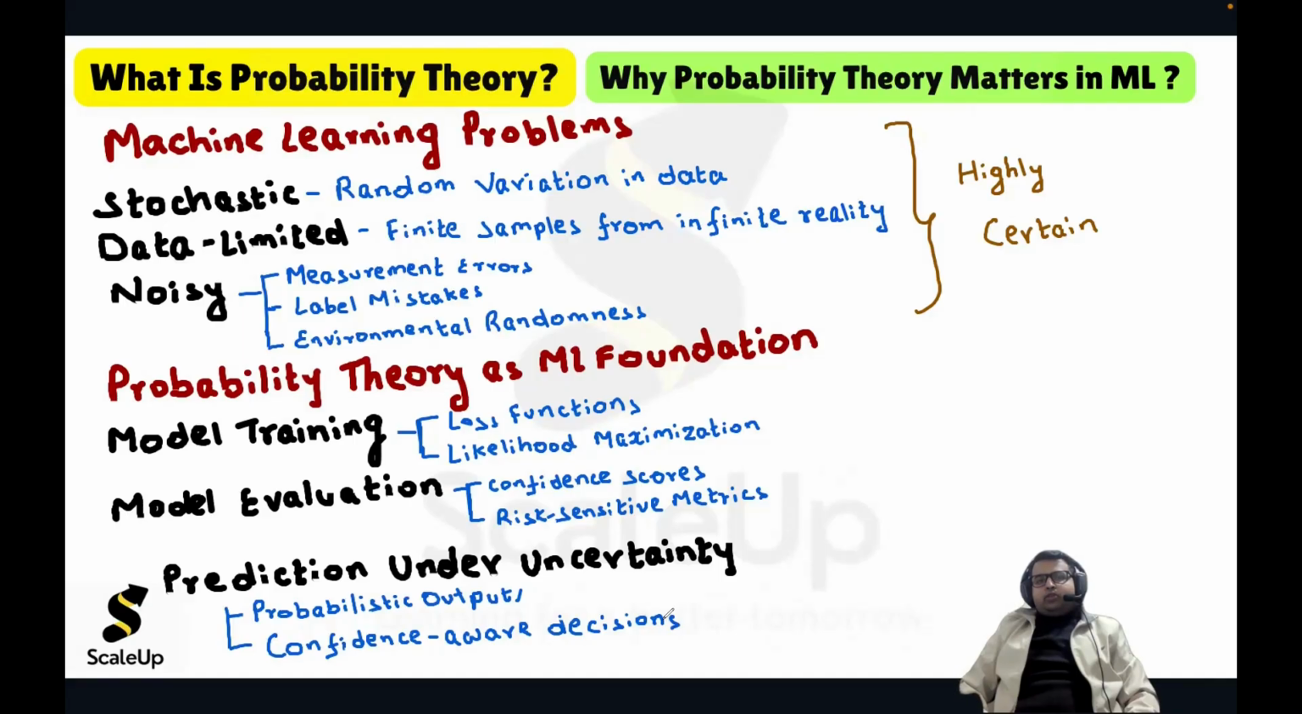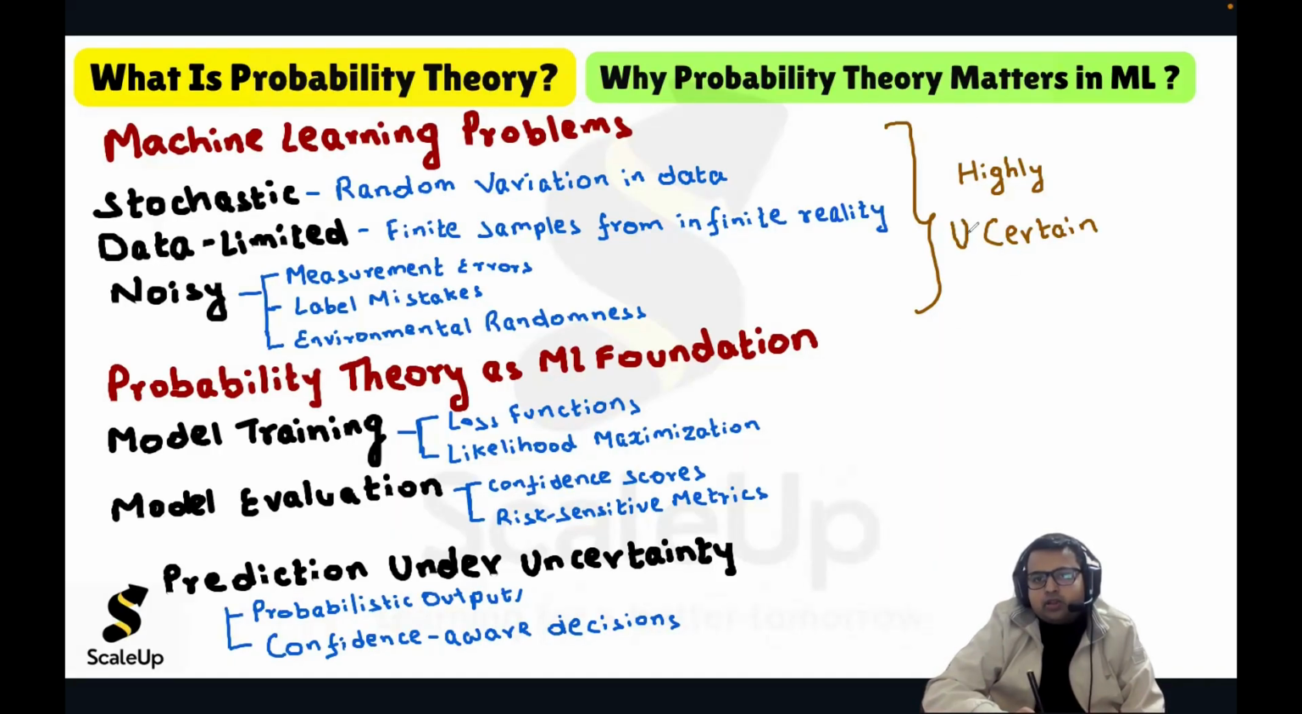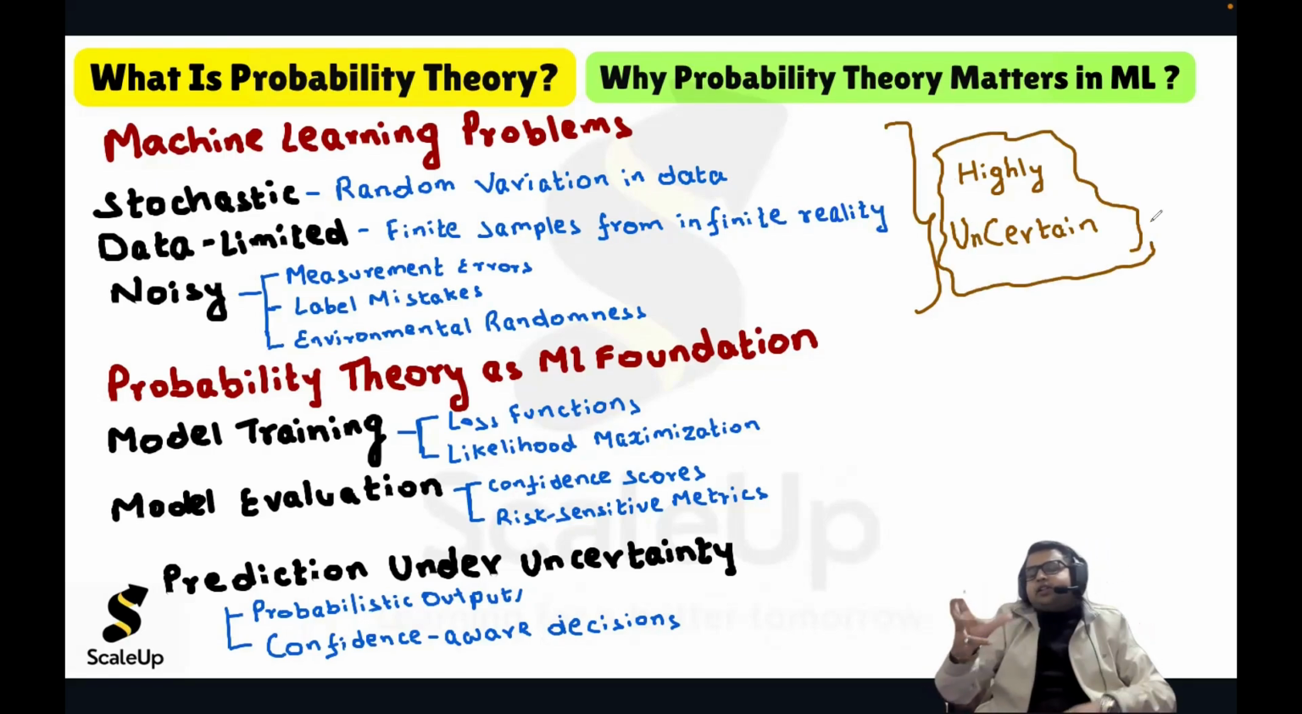It's very important because machine learning problems are highly uncertain. Uncertainty is there in machine learning problems. Because of that, probability theory will come into the picture. And probability theory plays a role in model training, model evaluation, and prediction under uncertainty.